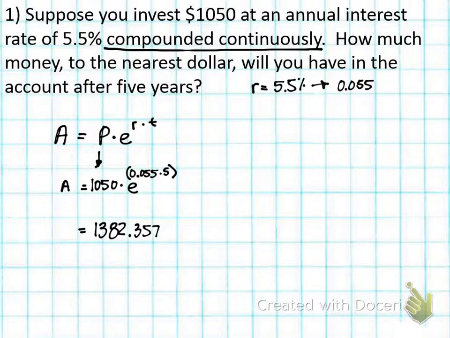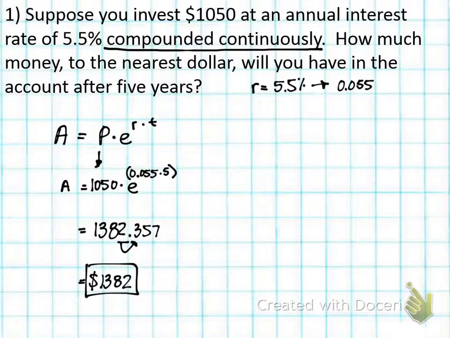Okay. The question is asking how much to the nearest dollar. So I need to go to the ones place here. We have a 2 there. Looking to the number to the right of the 2 is a 3, so it's not 5 or more, so I won't round up. Keep 1382 the same. So after 5 years, if I were to put this money into the bank, I'd have $1,382. Okay?